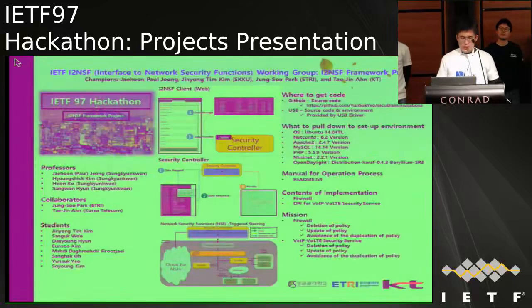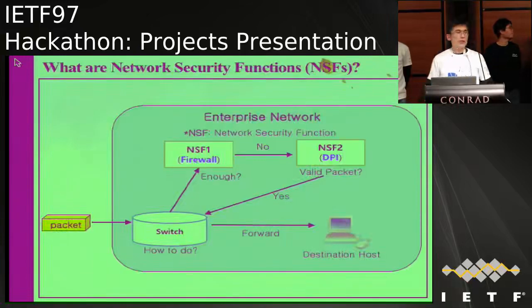So this is a poster. And let me quickly introduce what a network security function is. In this figure, the packet comes in at the switch. First of all, it forwards the packet to the network security function, such as a firewall. And then if that is not enough, we forward the packet to our DPI, deep packet inspection. And then if this is a valid packet, it is forwarded back to the switch, and then finally forwarded to our destination host. This is a network security function.